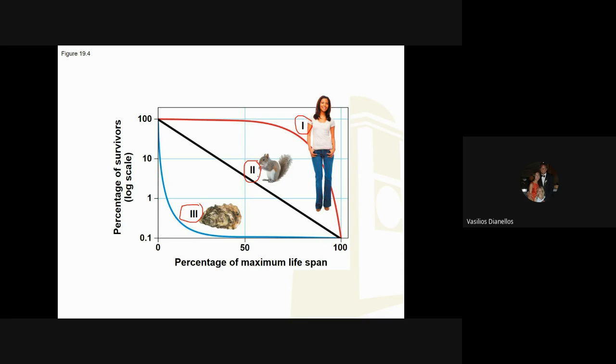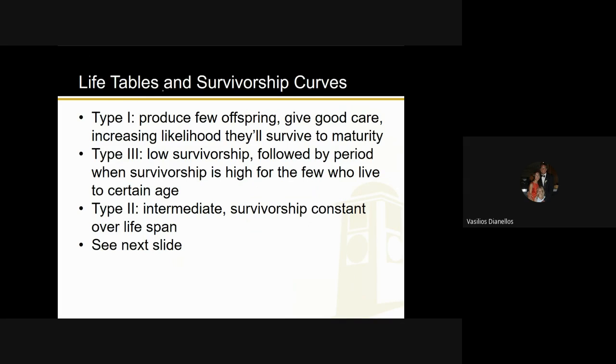So for a squirrel, there is no vulnerable age per se. It's all pretty much your chances of surviving to the next year or whatever it may be, the next month, however you want to look at it. They're pretty steady throughout their life. So, are there any questions about type 1, type 2, or type 3 survivorship?